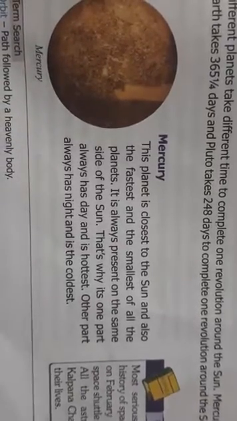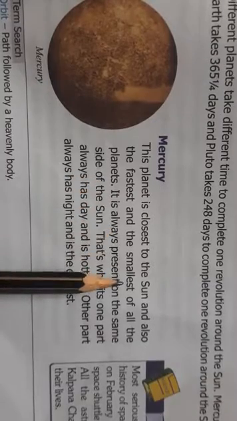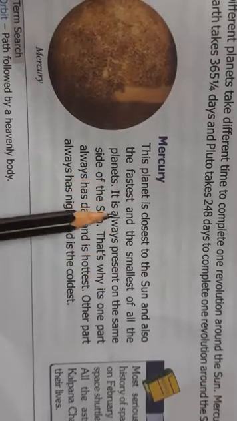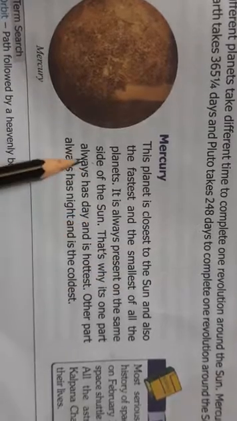Okay. Then different planets have got different sizes, about which we will study in detail, one planet at a time. The first one is Mercury. You all know this is the closest to the sun and also the fastest and smallest of all the planets. It is always present on the same side of the sun.